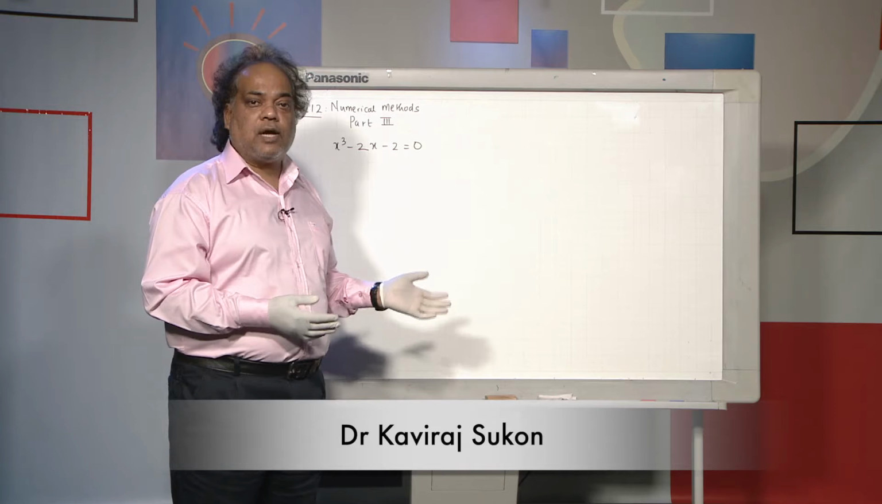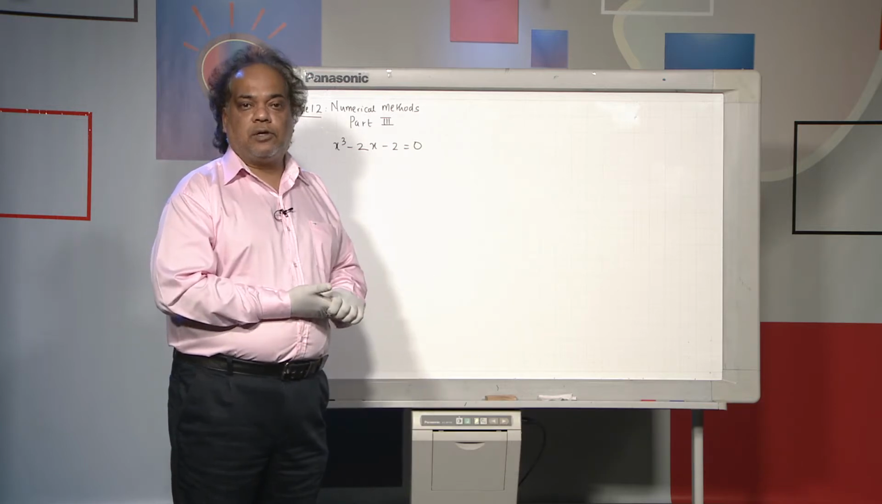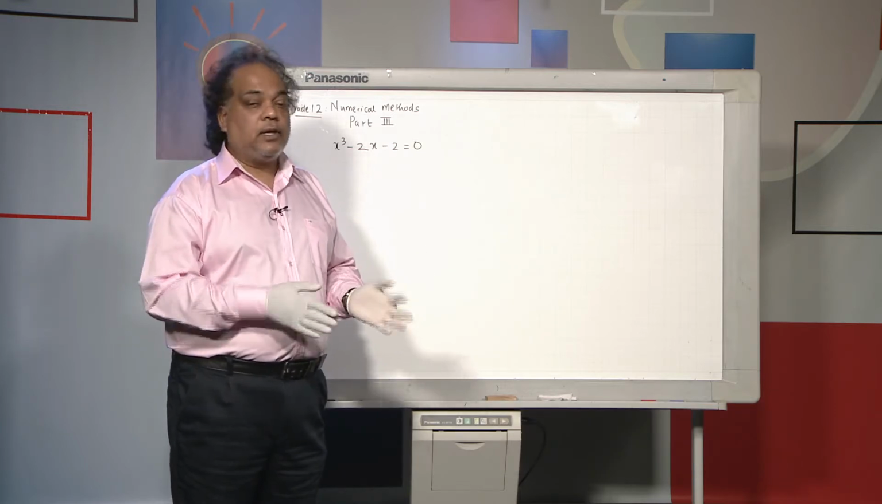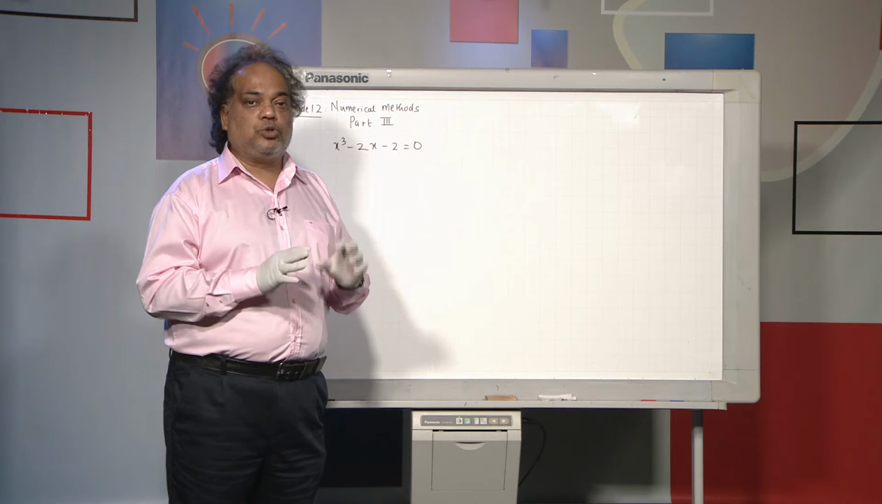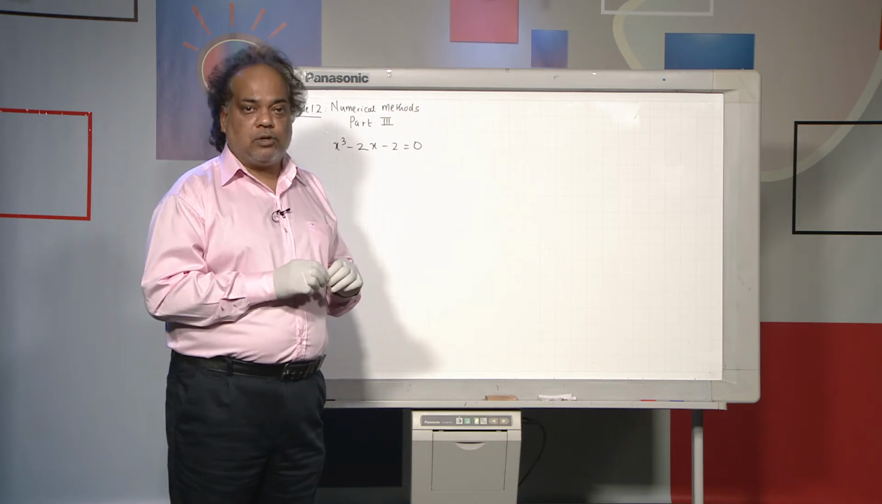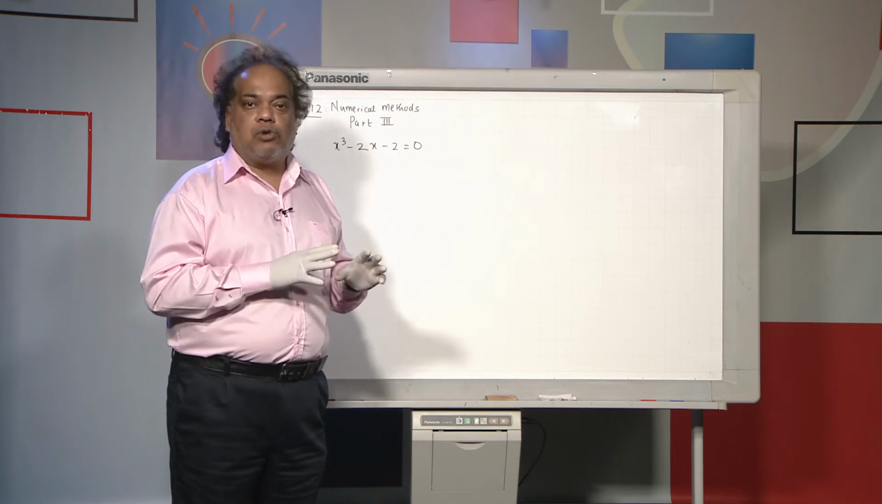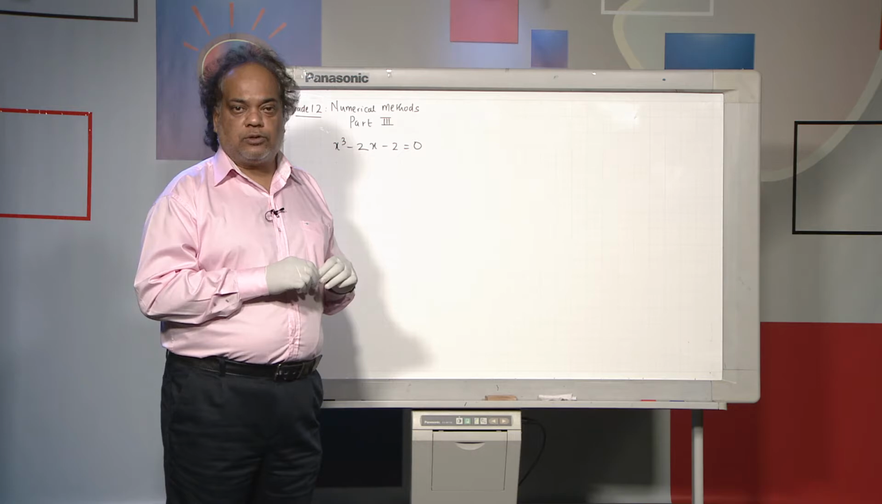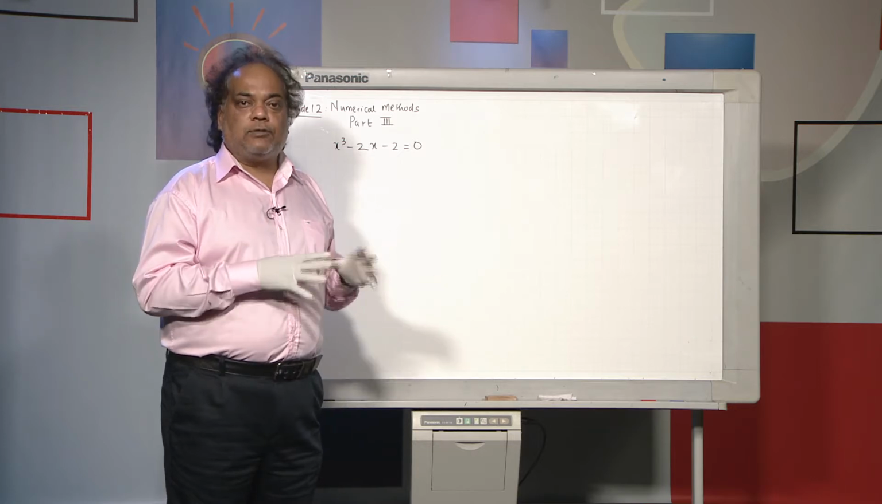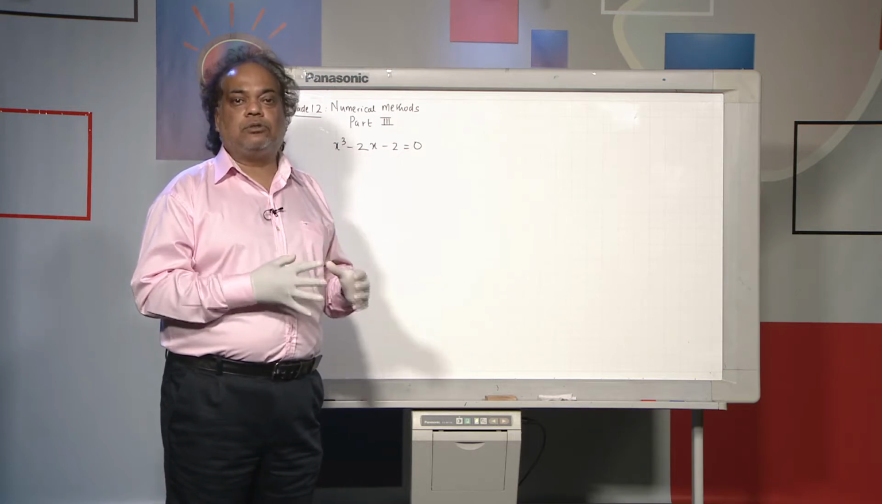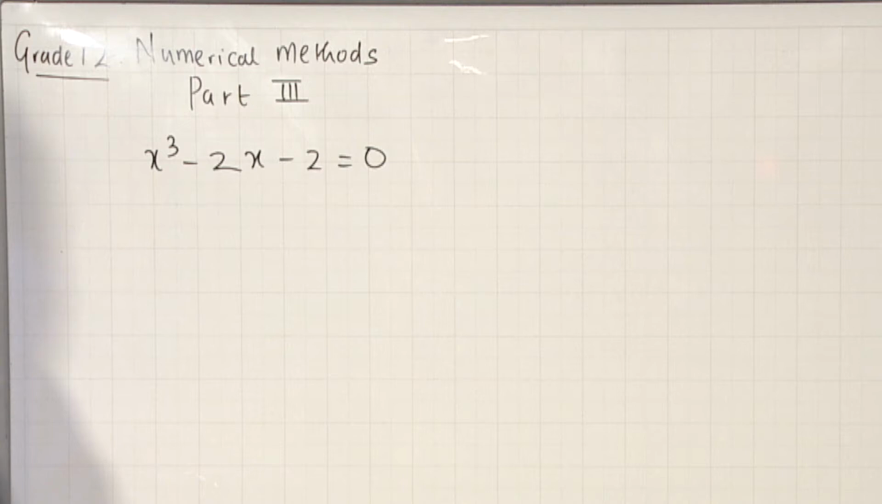Today we are going to look at the chapter Numerical Methods, Part 3. In Part 1, you remember, we showed you what a numerical method is, how it works, and how to find the initial solution. In the second part, we actually applied it to a particular problem. In this part, we are going to illustrate how to use whatever you have learned in Part 1 and Part 2 to tackle a particular problem.